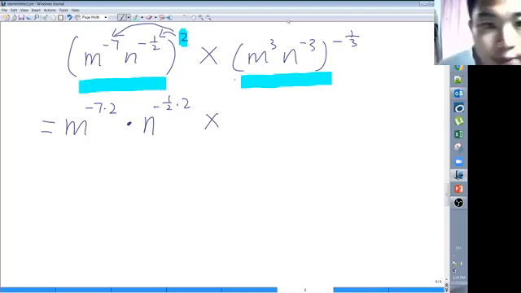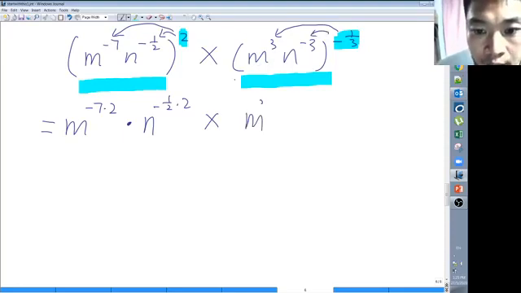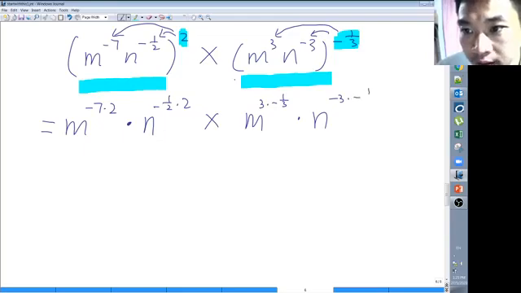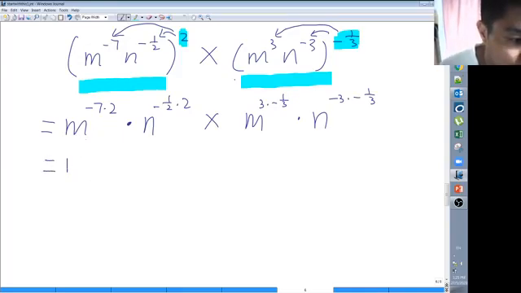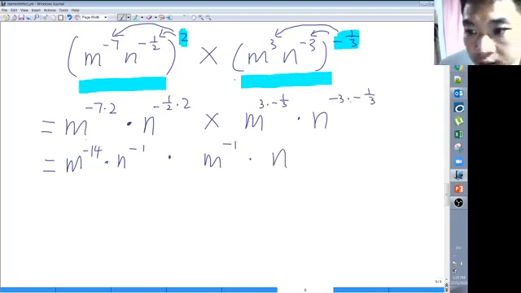Similarly, you have a negative 1/3 outside the bracket, which is a power. So you apply this negative 1/3 to each term in the bracket. What you're going to have for this is m to the power 3 times negative 1/3, and n to the power negative 3 times negative 1/3. Let me simplify this further. You are going to get m to the power of negative 14 times n to the power of negative 1, times m to the power of 3 times negative 1/3, which is negative 1, times n to the power of negative 3 times negative 1/3, which is 1.